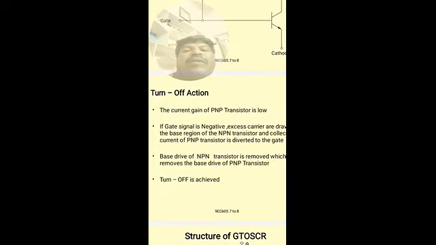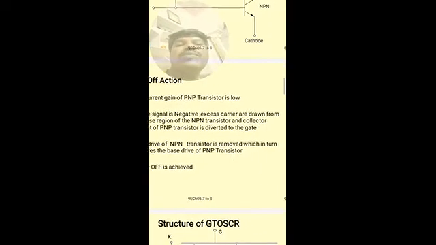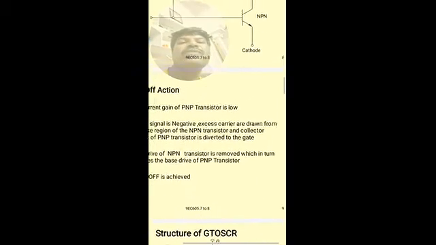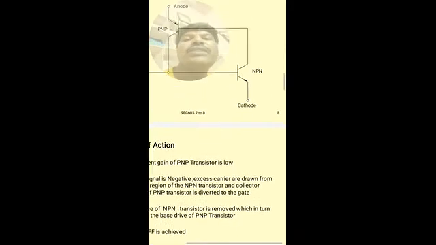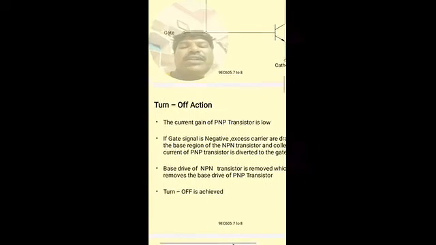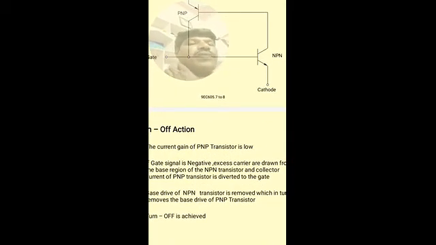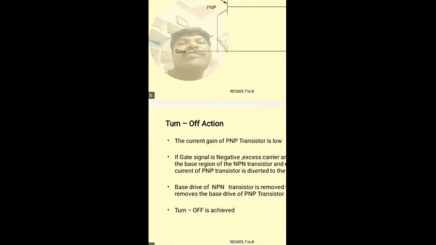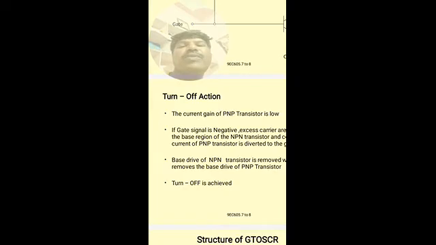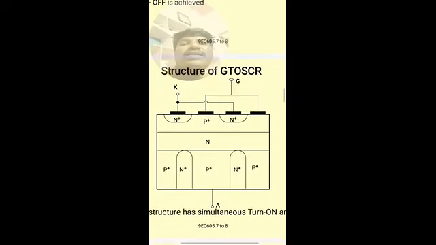So the NPN transistor goes off, and the collector current of the PNP transistor is diverted to the gate. The base drive of the NPN transistor is removed, which in turn removes the base drive of the PNP. So when the base drive of the NPN transistor is removed with the negative gate voltage, it enters into off, and this will turn the PNP transistor also off. This is called a regenerative operation. The collector current of the NPN transistor is the base current of the PNP. So there is no base current, and therefore no collector current for the PNP transistor, because IC is equal to beta times IB. So both transistors enter into off state. Turn off is achieved.